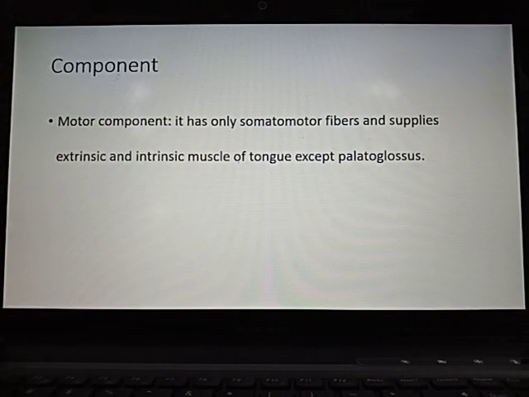The components of this hypoglossal nerve. The hypoglossal nerve has only the somatic motor component. It has only the somatomotor fibers, and it supplies the extrinsic and the intrinsic muscles of the tongue except the palatoglossus.